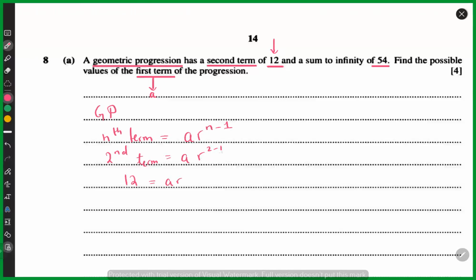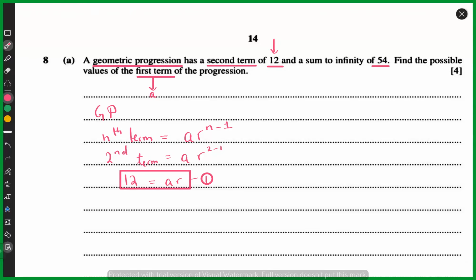r power 2 minus 1 is going to be 1. This is going to be my first equation, and I've made this equation using whatever I had in the question. Okay, so I've used the first piece of information and we are done with that.